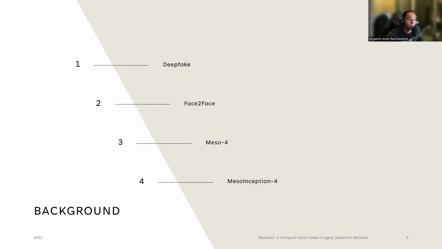Lastly, what is MesoInception4? It's an alternative structure that consists in replacing the first two convolutional layers of Meso4 by a variant of the inception module. The idea of the module is to stack the output of several convolutional layers with different kernel shapes, and thus increase the function space in which the model is optimized.